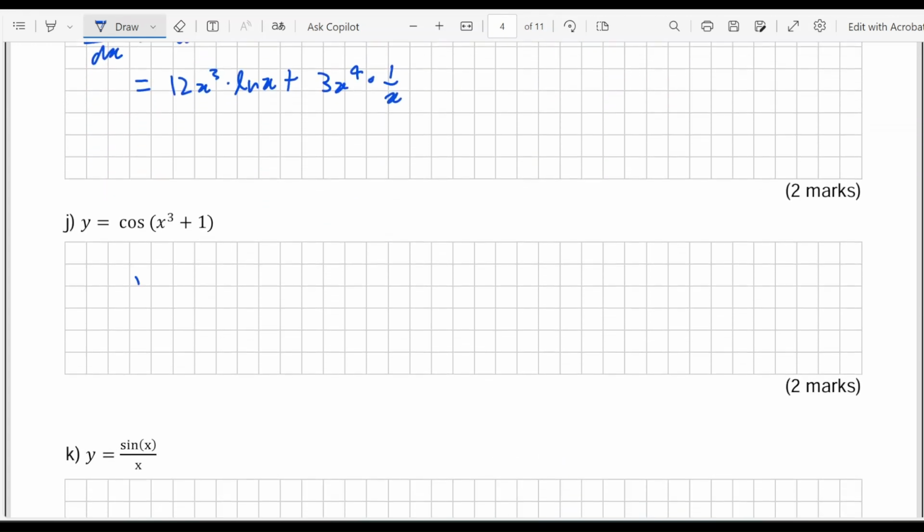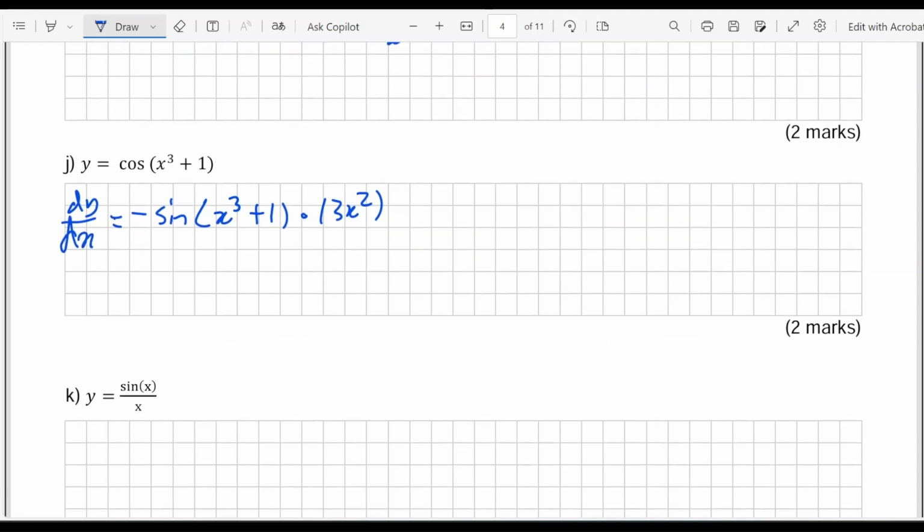Cos of x cubed plus 1. Cos goes down to minus sine. You never ever ever touch what's inside the brackets, and then you've got to times it by the baby. So that is 3x squared. Now, since we started with y, this is dy dx. Don't forget that because you are being assessed on notation here.